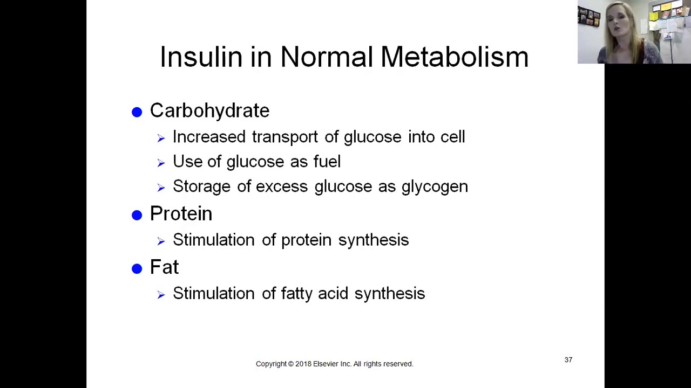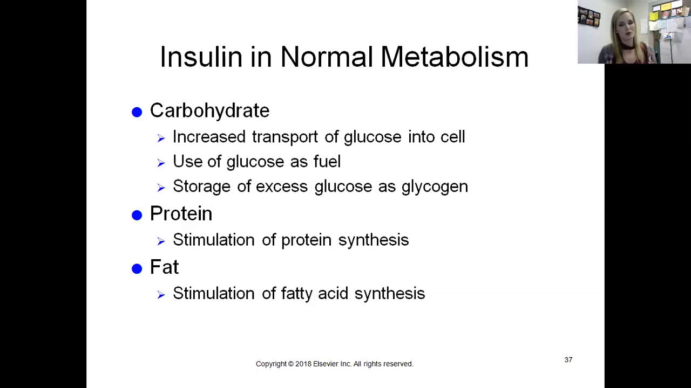So, insulin and normal metabolism. Not that you have to be too familiar with this, but insulin helps increase transport of glucose into cells. It's using glucose as fuel, and the storage of excess glucose as glycogen. Our body stores glucose in the liver and converts it to what's called glycogen. That's how we store our blood glucose. Glucose in the blood is just called glucose. When we store it in the liver, we call it glycogen.